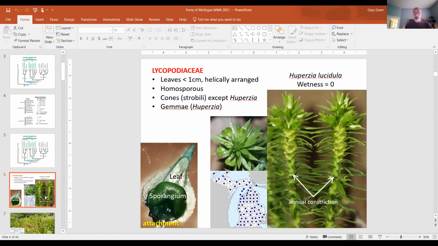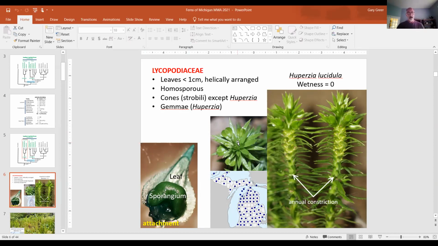So the lycopods, the Lycopodiaceae is the first group, and a few things to know about them as a family. The Lycopodiaceae tend to have pretty small leaves, usually less than a centimeter long. However, I can tell you down in the tropics, their leaves can be considerably longer than that, a good 2 or even 3 centimeters long. The leaves are helically arranged, which I suppose is maybe most apparent in this photo here. They're homosporous, just meaning every spore is the same in size.